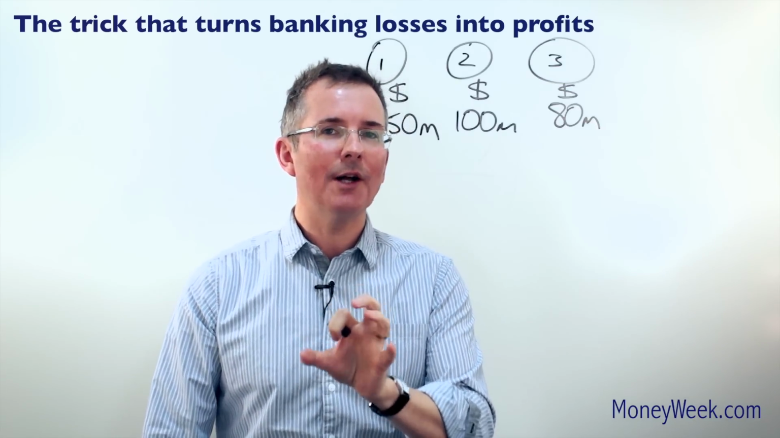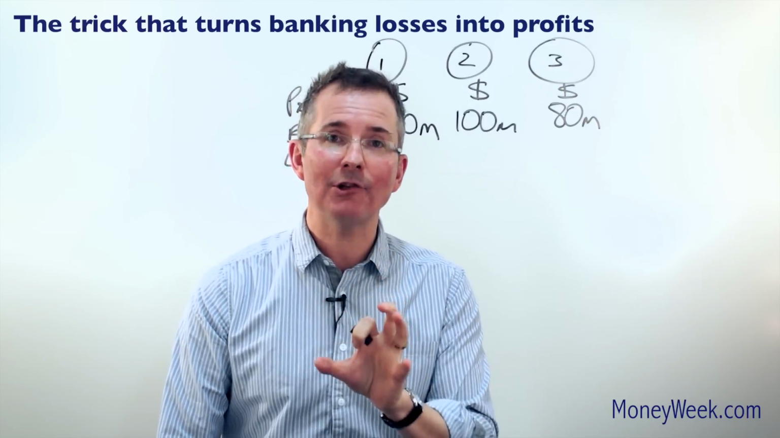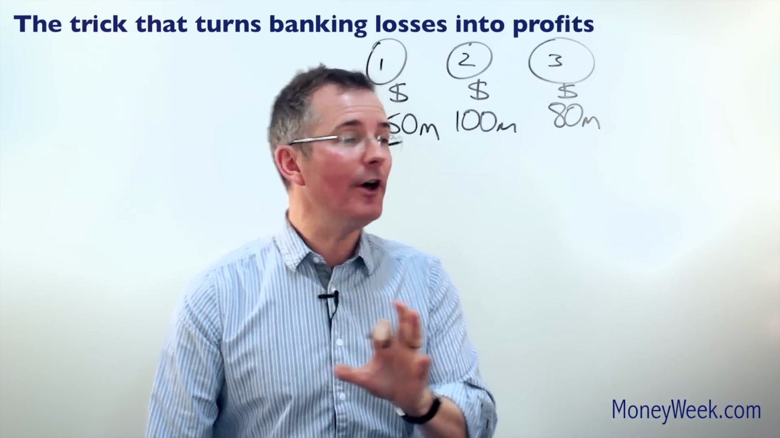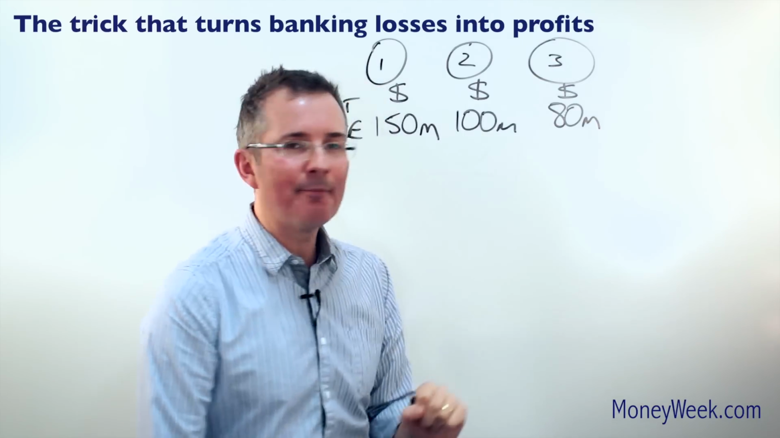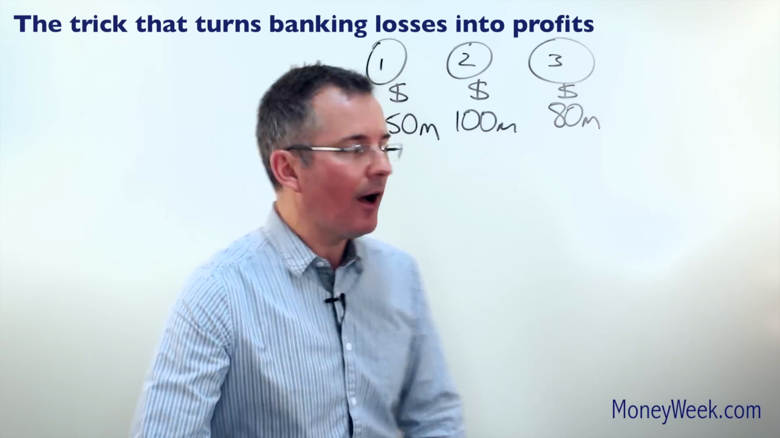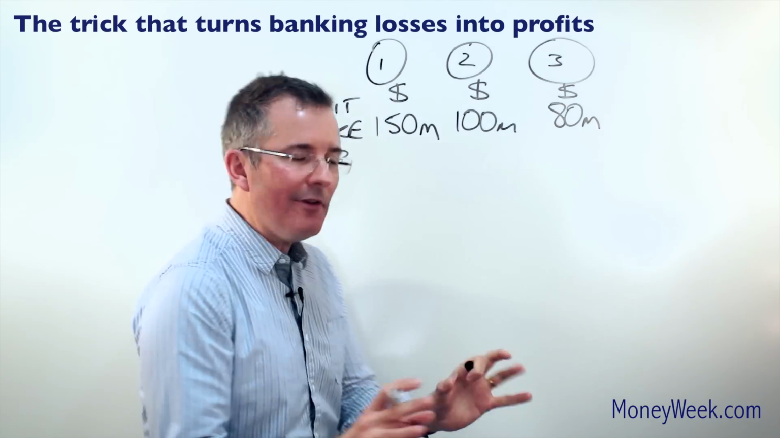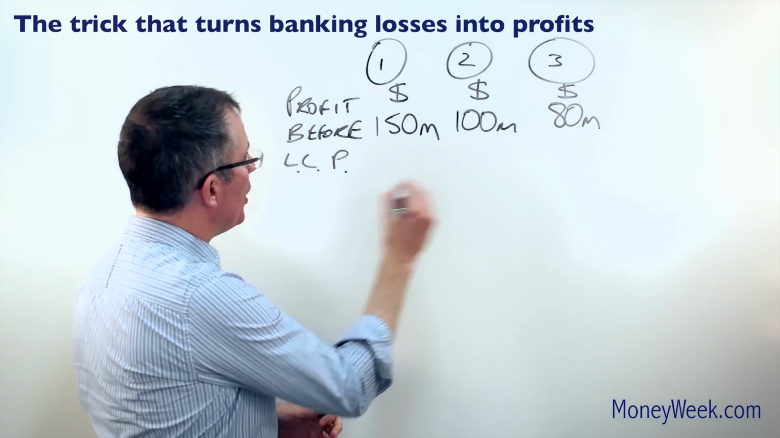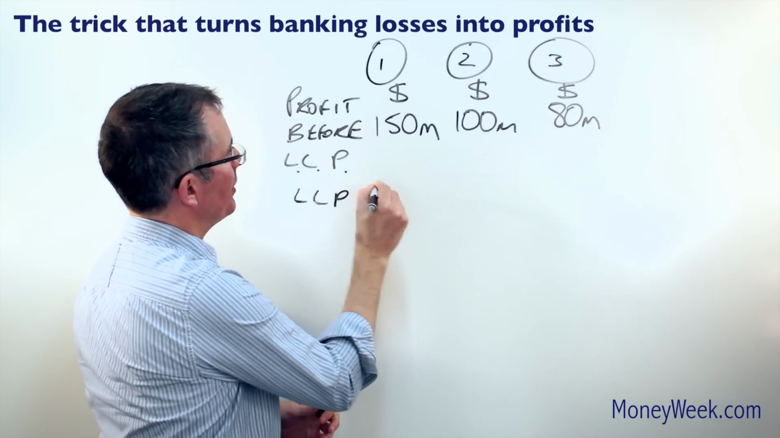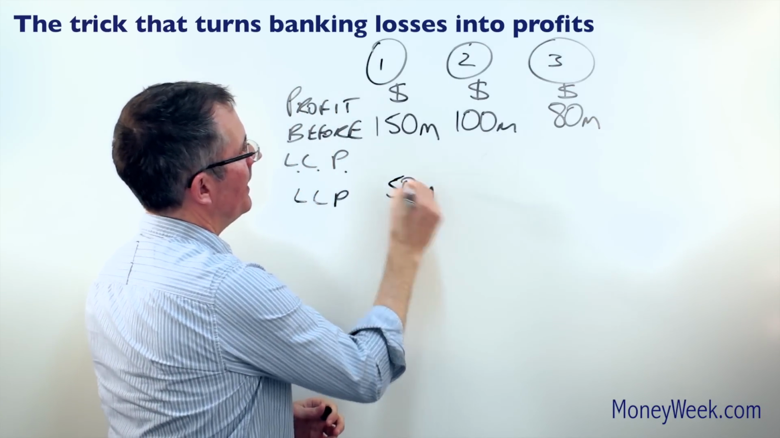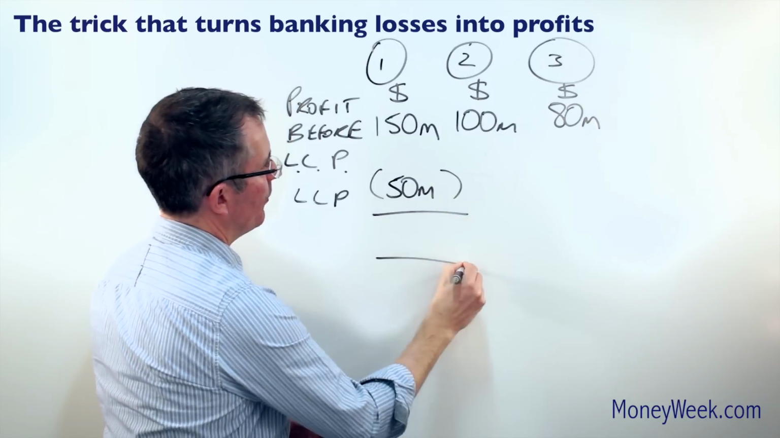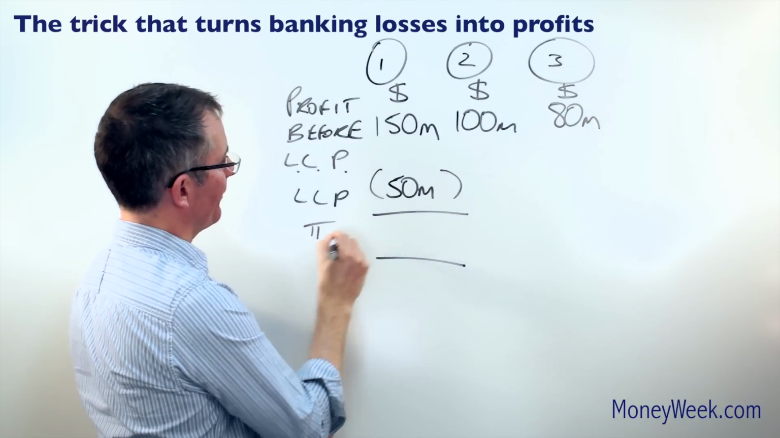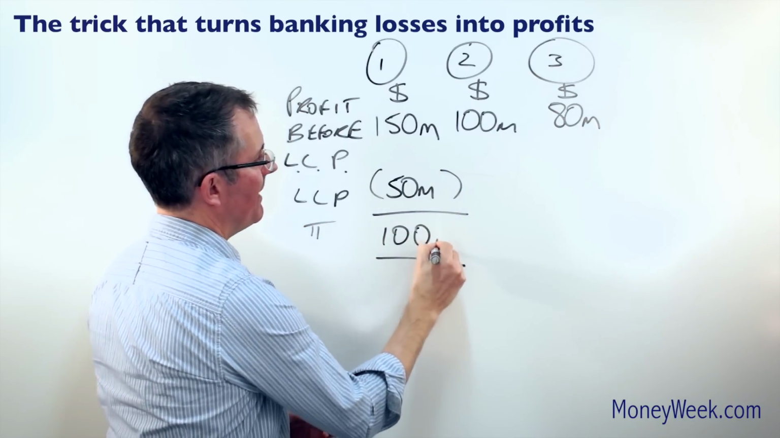So how can I use what I just said to reverse the picture? Literally reverse it. Turn declining profits into the opposite. Here's what I do. I convince investors and the auditors and the regulators and so on that what I need to do is put a loan loss provision of 50 million in year 1, which reduces the overall profit to 100 million.